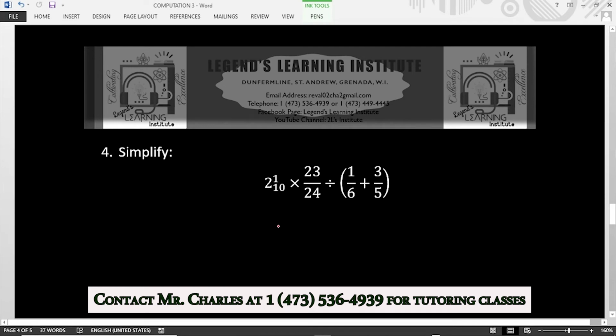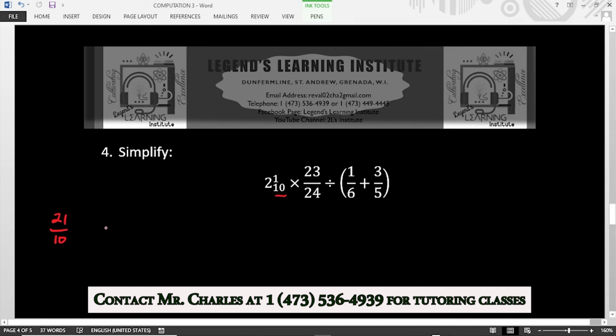The next question, question 4, we have 2 and 1 over 10 times 23 over 24 divided by, in bracket, 1 over 6 plus 3 over 5. We have one mixed number there, so we have to convert it to an improper fraction. 10 multiplied by 2 is 20, plus 1 is 21, so we get 21 over 10, because we keep the denominator.